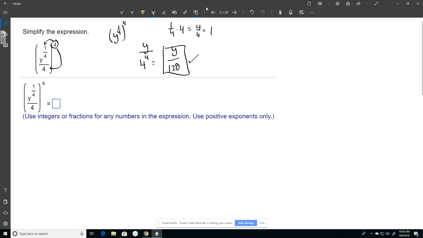If it ever gives you something like 4 to the 4th or 3 squared or 5 cubed, it probably wants you to expand that out. It doesn't want you to put 3 squared because we know what 3 squared is. 3 squared is 9. So if it's a nice exponent with a number like that, go ahead and actually do the multiplication, put it in the calculator, figure out what it's equal to.